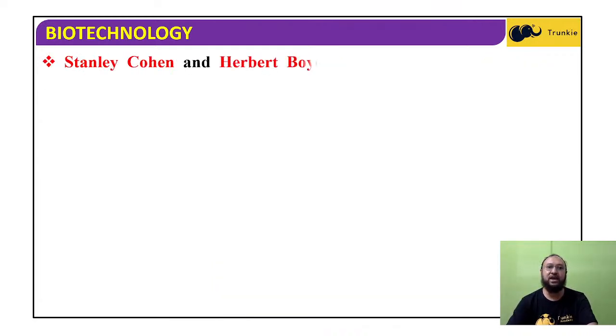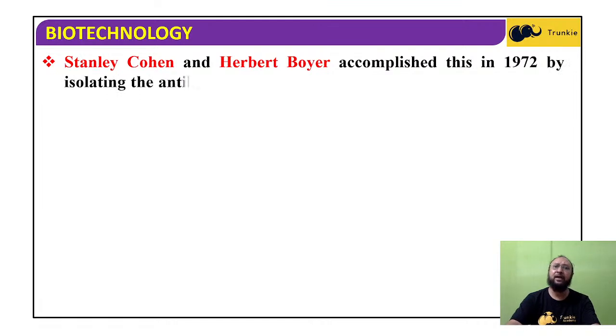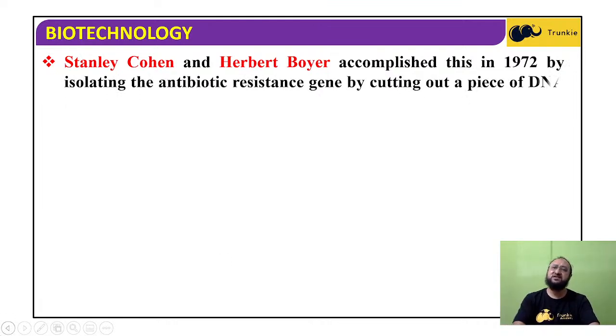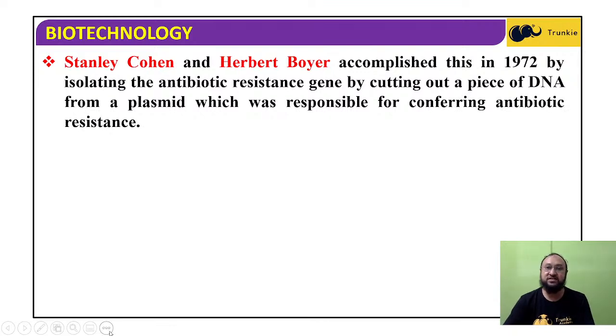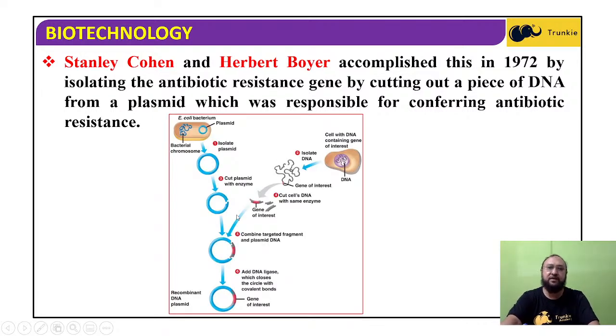Now Stanley Cohen and Herbert Boyer accomplished this in 1972 by isolating an antibiotic resistance gene, cutting out a piece of DNA from a plasmid which was responsible for conferring antibiotic resistance. So while studying bacteria, they were able to isolate it. This is how they did it.